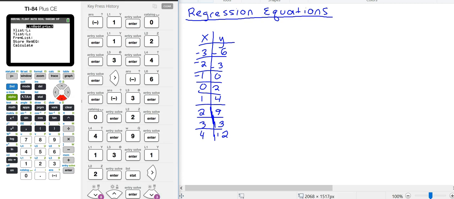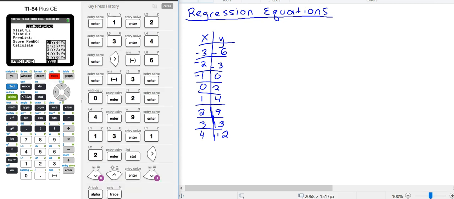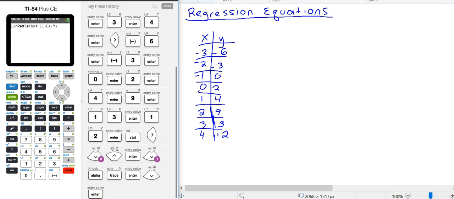Store regression equation, we could type in y1, y2, y3, whatever Y= value we want, so that it will transfer the equation over to graph it. So let's put this into y1. We're going to press Alpha, Trace. So we're in F4, and we're going to click Enter over y1. Now we're going to scroll down to Calculate and press Enter.